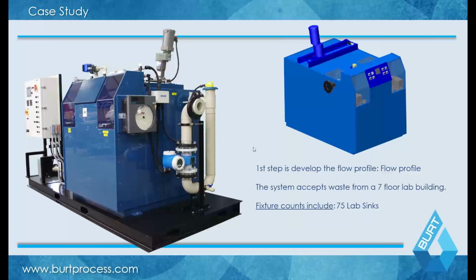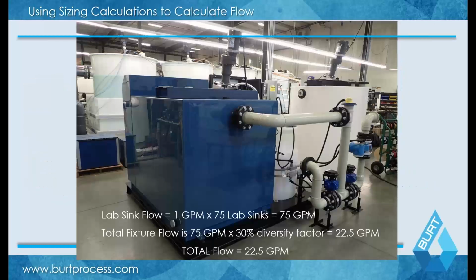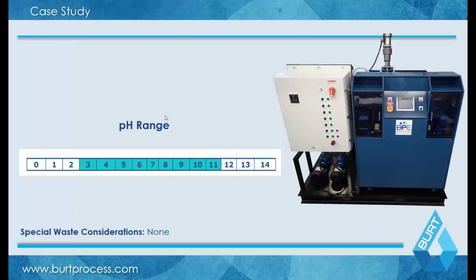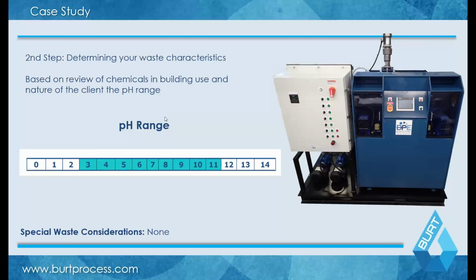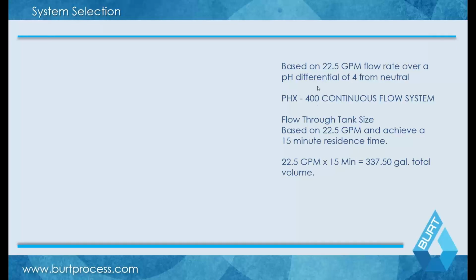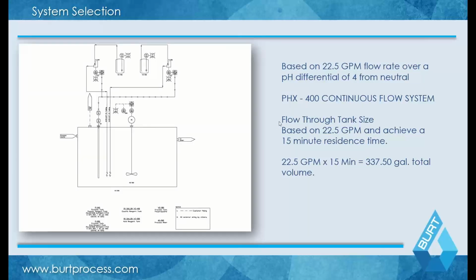And looking at a quick case study here, when you have 7 floors of labs and 75 lab sinks, doing the same kind of calculation, assuming it's all gravity, 30% diversity, 22.5 GPM, pH range, say 3 to 11, as I talked about. And then you would have a pH differential of 4 in that case, but really it's 3. You're typically trying to hit the 6 to 9 range. You'd have 22 GPM, 15-minute residency time, 337 gallons, or a 400-gallon pH neutralization system. This is where you'd be in the lower range of where you want to use a single stage pH tank.